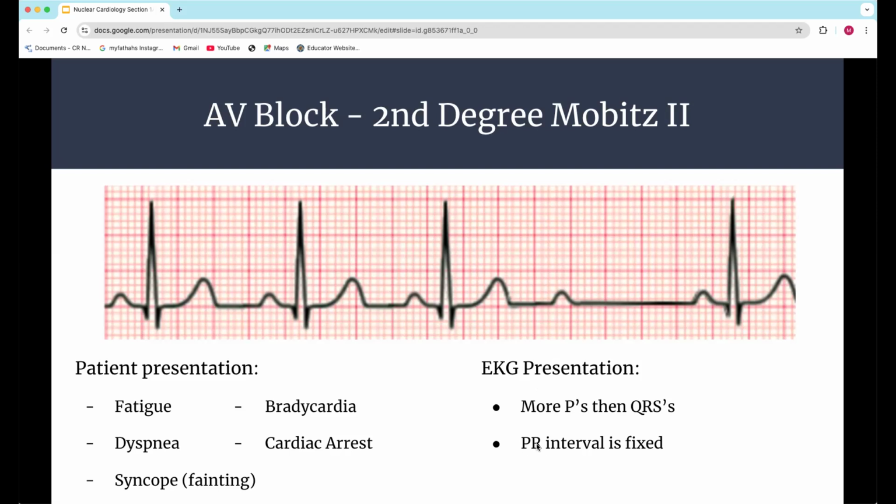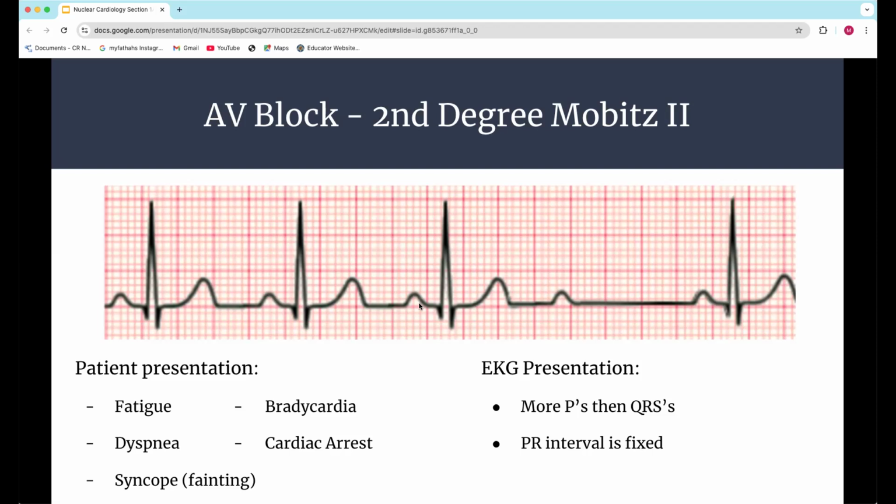What you're going to notice here, unlike the first degree that we did, is the PR interval is going to stay fixed. In other words, when the P fires, when the atrium fires, you're getting a good signal and you get a QRS. So this interval is never lengthened or anything. It's just that sometimes it randomly drops.